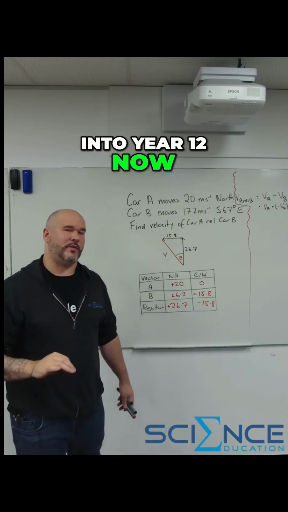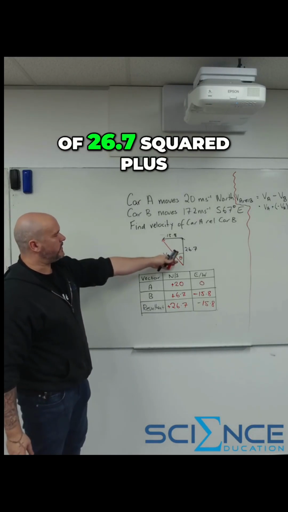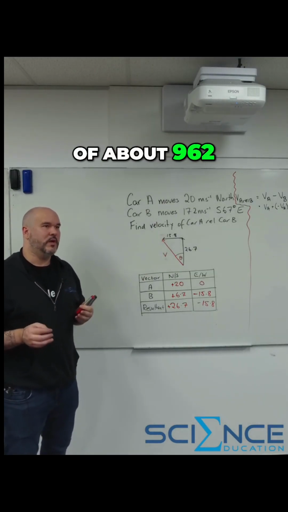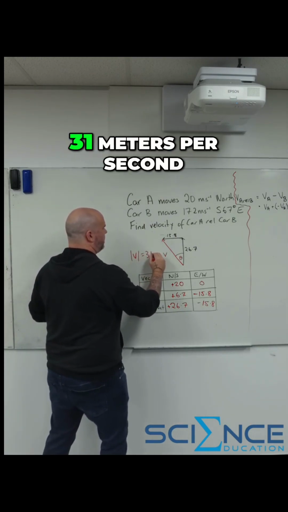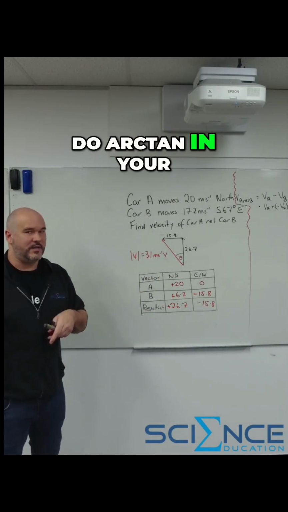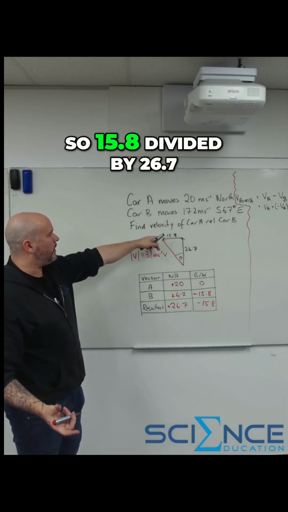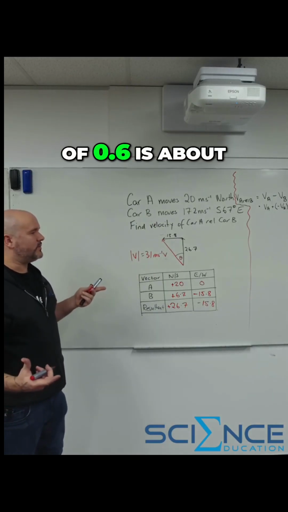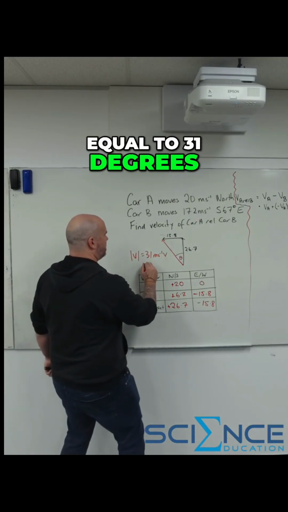All right, so you guys heading into year 12 now, you should be able to do Pythagoras in your head pretty much. Okay, so V is going to be the square root of 26.7 squared plus 15.8 squared. That'll be square root of about 962, which will be around about 31. So the magnitude of V will be equal to 31 meters per second. Now the angle, you should also be able to do arctan in your head. Arctan of this angle is opposite over adjacent. So 15.8 divided by 26.7, that's pretty close to 0.6. And everyone knows arctan of 0.6 is about 31 degrees. So theta is equal to 31 degrees.